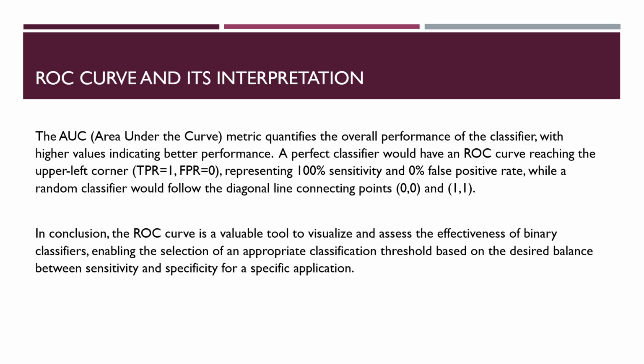The area under the ROC curve is a metric which quantifies the overall performance of the classifier, with higher values indicating better performance. A perfect classifier would have an ROC curve reaching the upper left corner, meaning TPR is equal to 1, FPR is equal to 0, representing 100% sensitivity and 0% false positive rate, which is basically a rare situation, while a random classifier would follow the diagonal connecting the points (0, 0) and (1, 1).